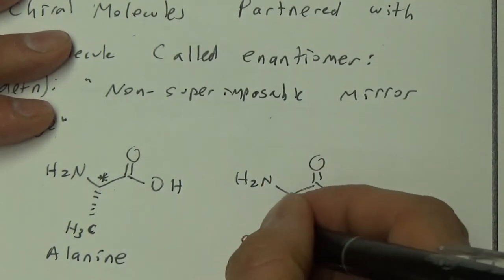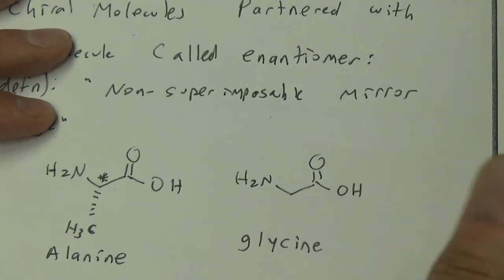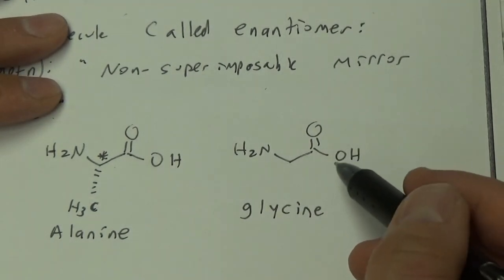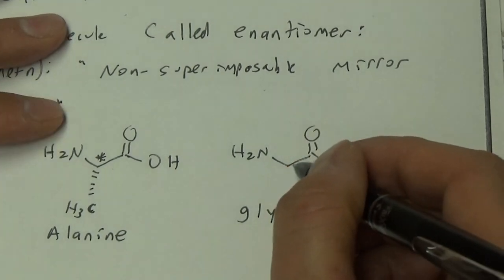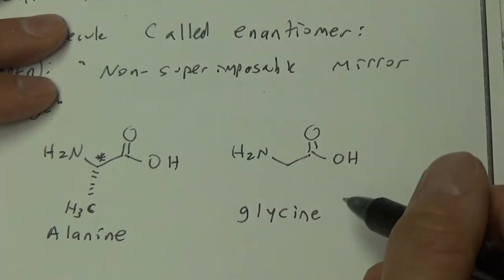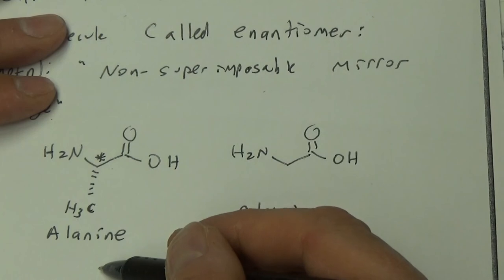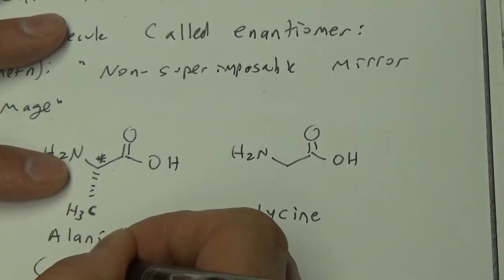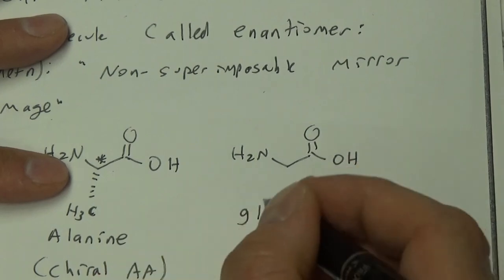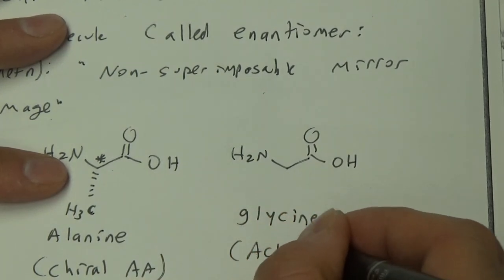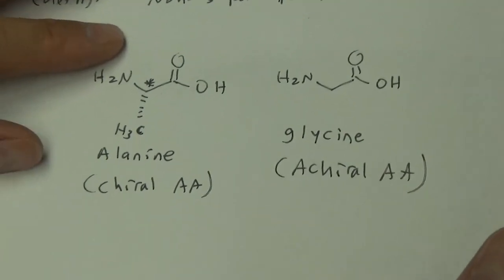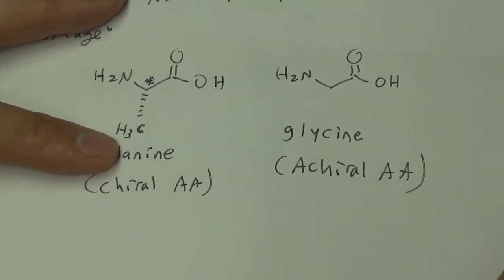What about another amino acid called glycine? It's an amino acid. It's got an amine and a carboxylic acid. Well, this has two H's, and there's no chirality. This is chiral. Alanine's a chiral amino acid. This is an achiral amino acid. So this is a chiral amino acid. This is an achiral amino acid. Okay. Couple other molecules.